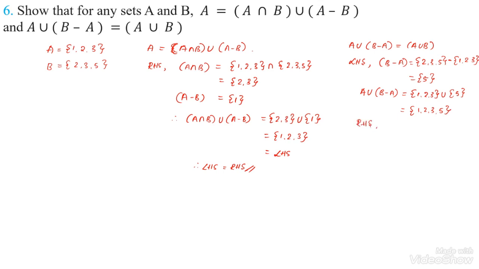Now the RHS part. That is A union B. What are the elements of A? 1, 2, 3. Union, what are the elements of B? 2, 3, 5. Okay. Now while taking the union, it becomes 1, 2, 3 and 5. While comparing the LHS and RHS, both are equal. Hence, both statements are true here.